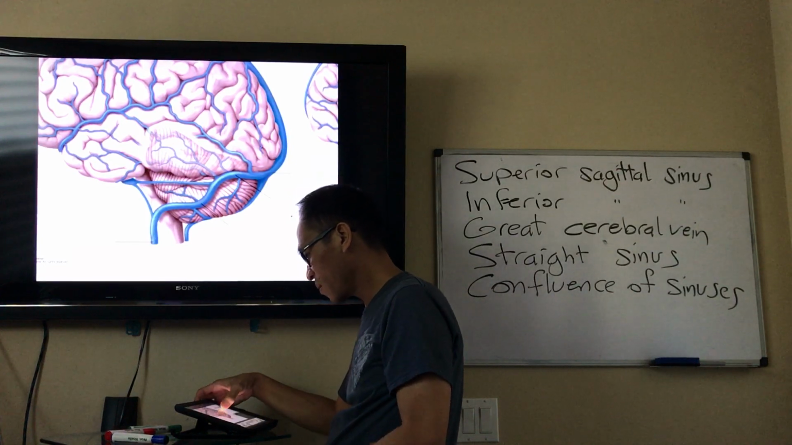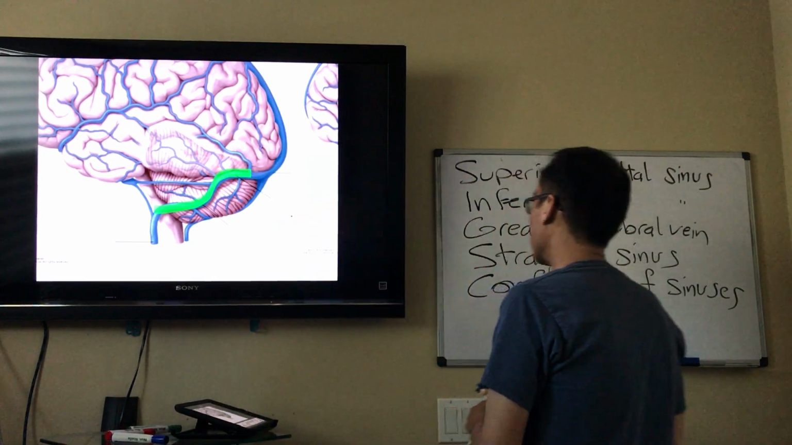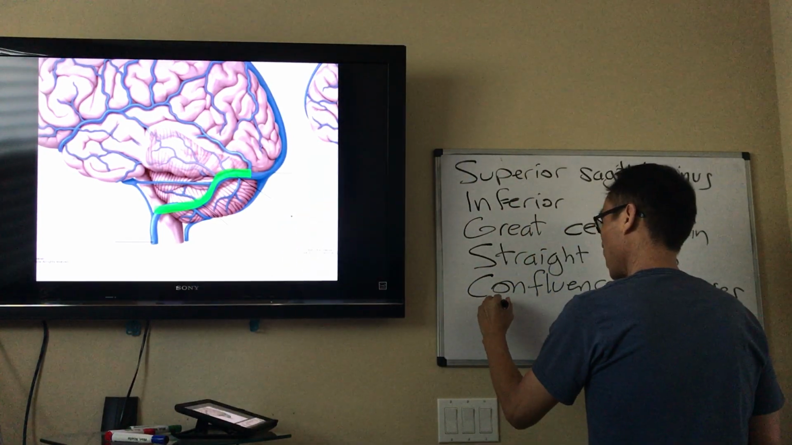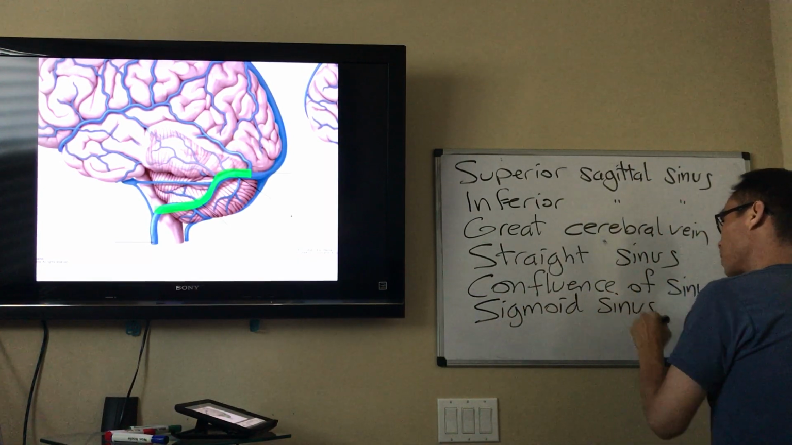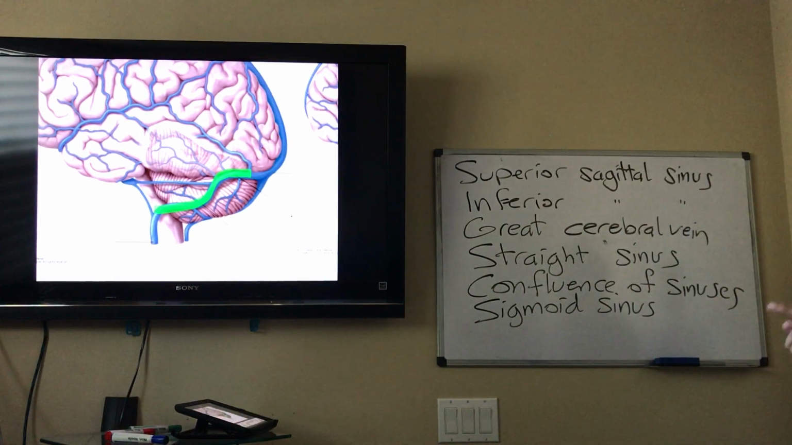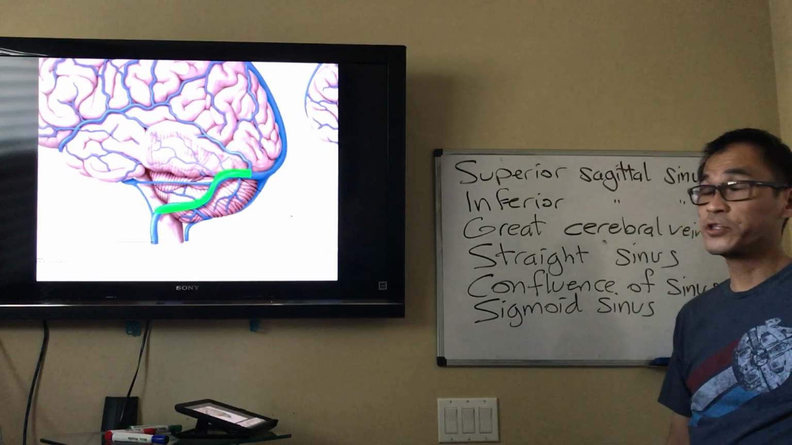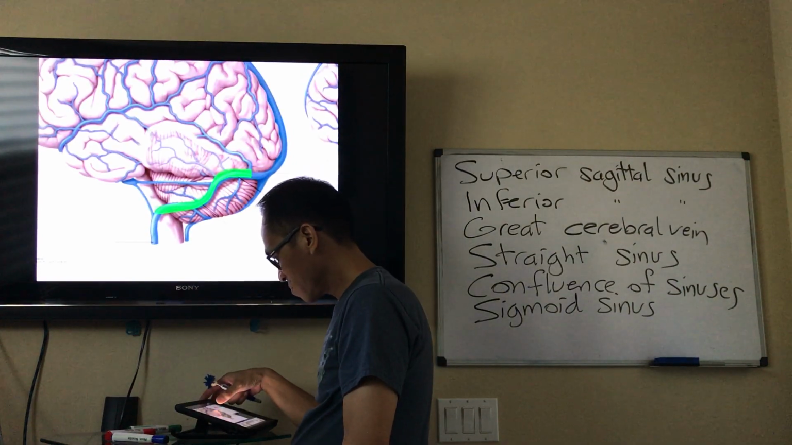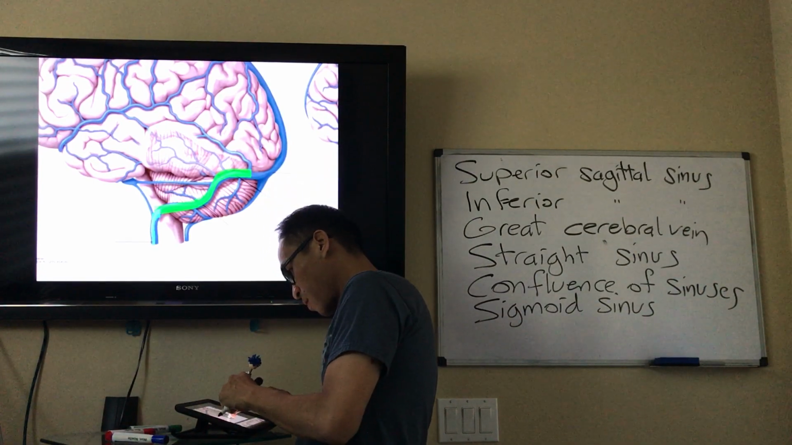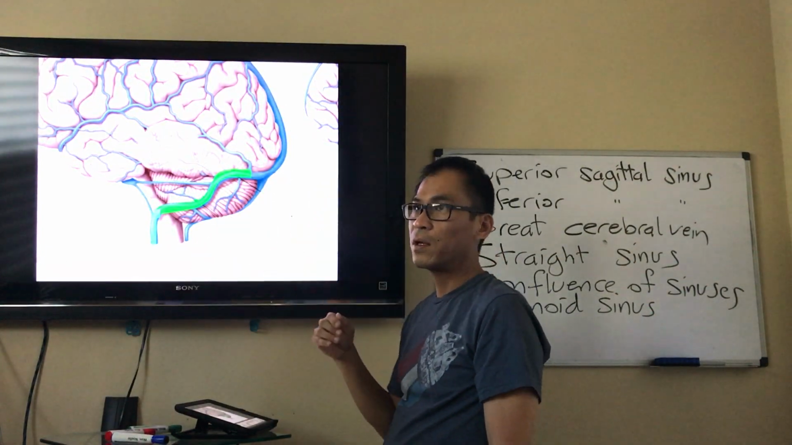I'll highlight it in green here. The S shape, sigmoid sinus. The sigmoid sinus continues on as the internal jugular vein as it exits the skull through the jugular foramen. There's a light blue color. So when I'm coloring it light blue, think of this as exiting the skull and becoming the internal jugular vein.